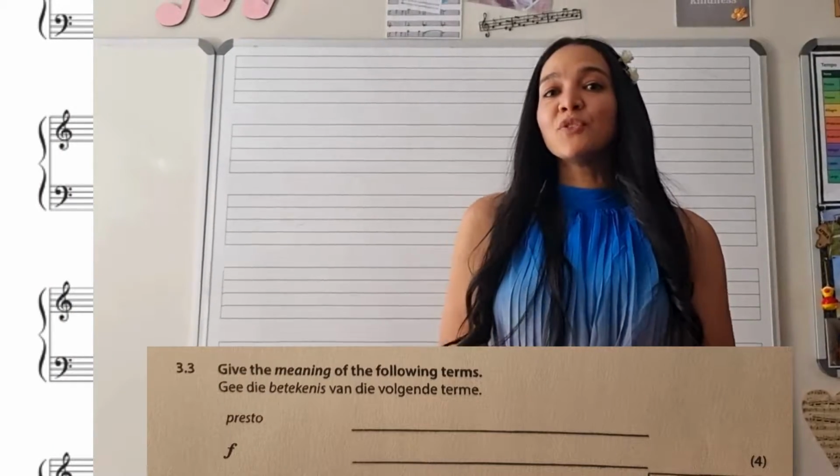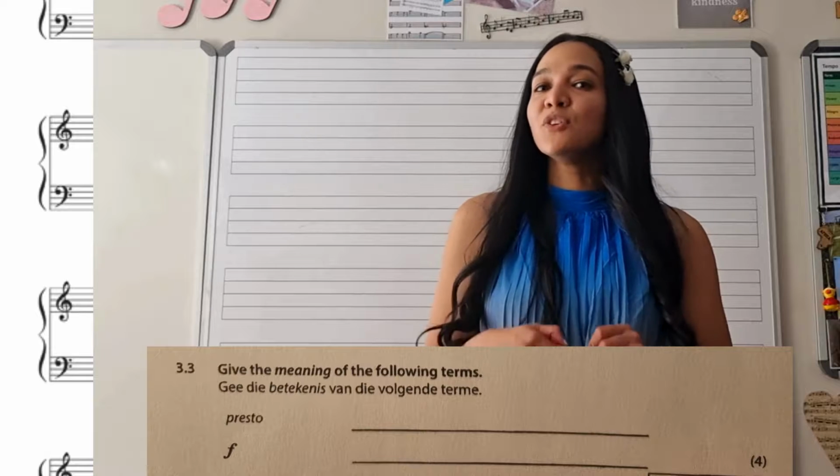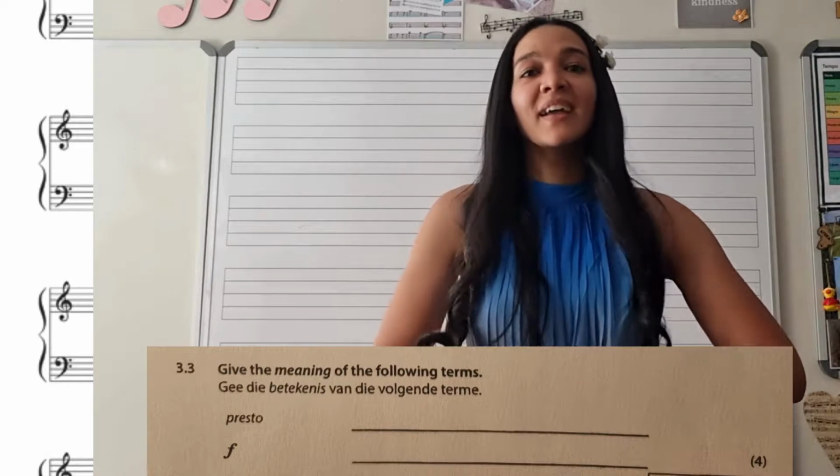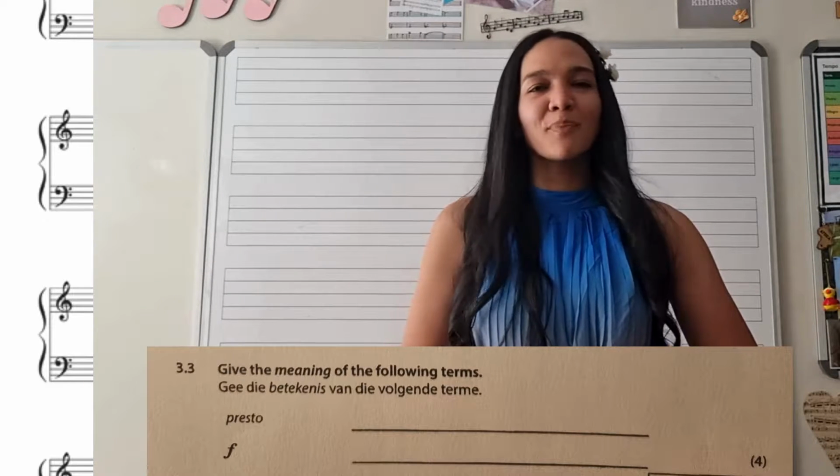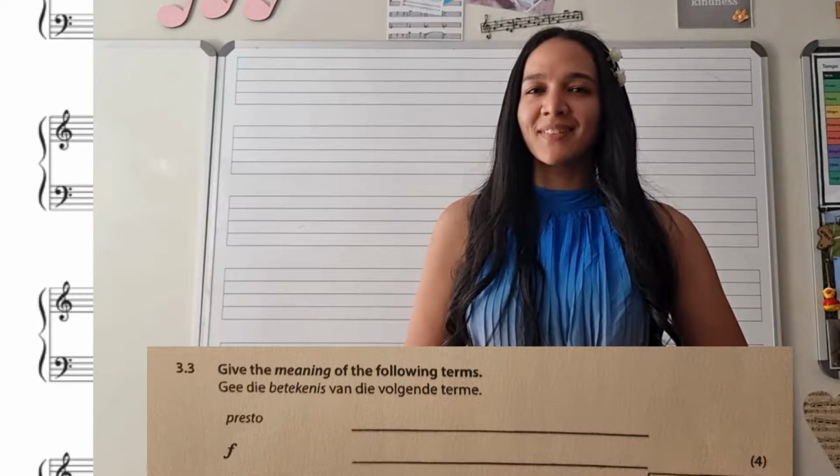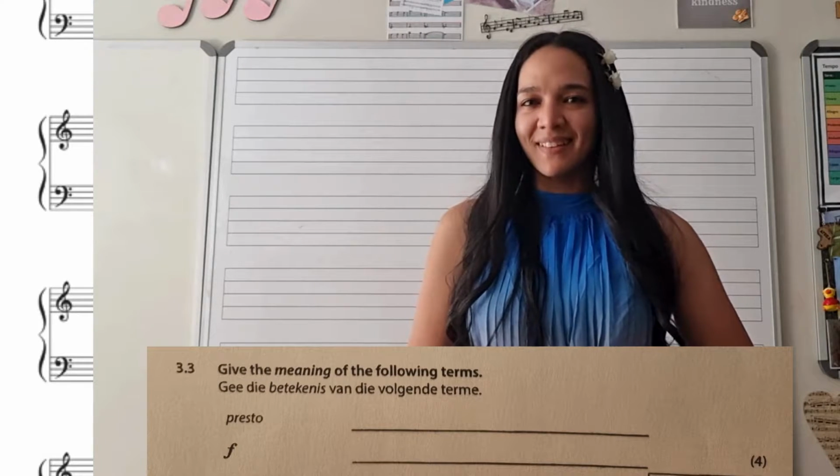In 3.3, we are asked to give the meaning of terms, so please do study your terms in science well. You will see that each term here equals 2 marks, so just by having 2 correct terms, you will be getting 4%.